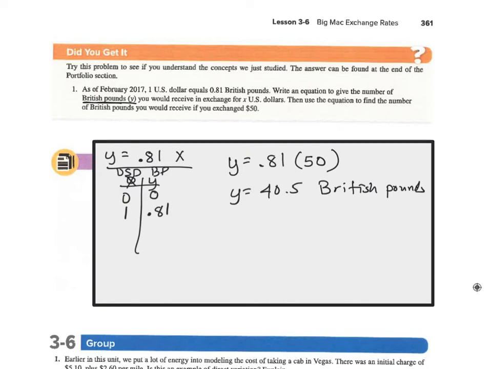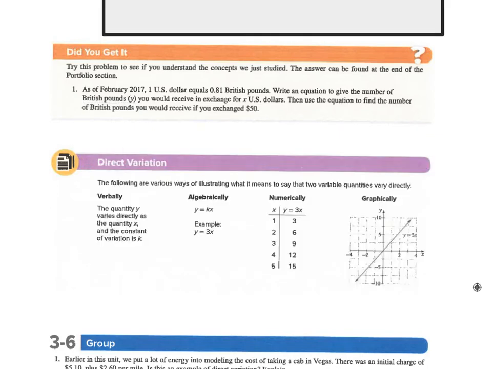Okay, so I'm going to get rid of this table real quickly. All right, so this has a nice summary of direct variation. You really need to study this. This is great. So the following are various ways of illustrating what it means to say two variable quantities vary directly. One of the things verbally, they will say that one quantity varies directly as the other. It's right here, okay? And the constant of variation is, well, usually we have to figure out what that k is. Algebraically, your formula will always look like this.